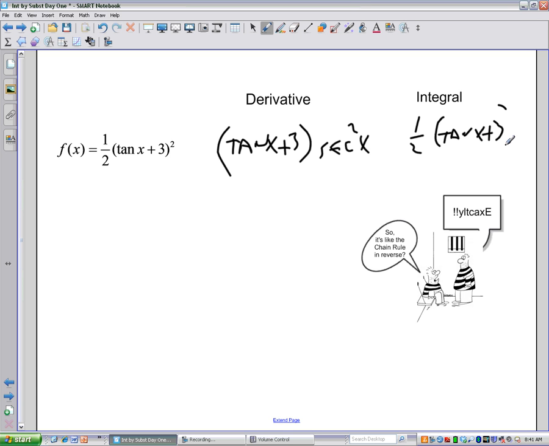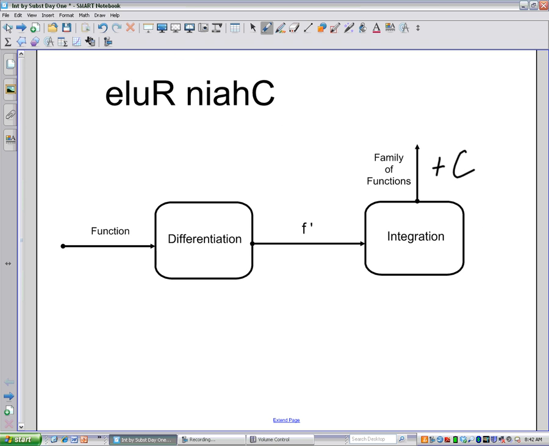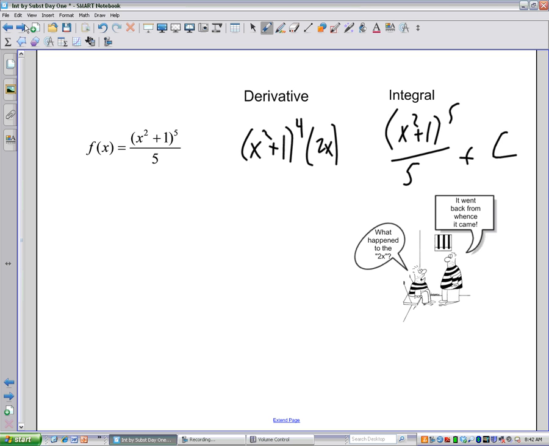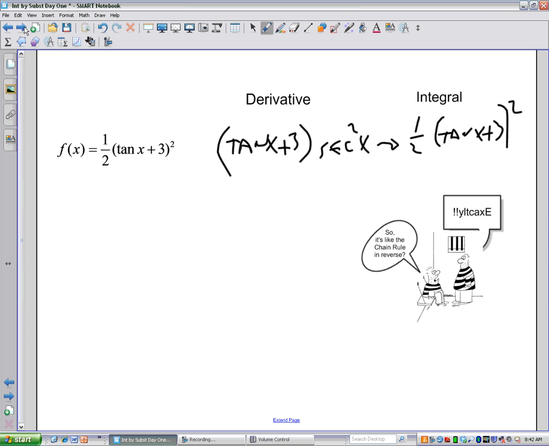plus 3) squared. So again, it's like the chain rule in reverse, because the secant squared showed up because of the chain rule. When we're working in the other direction, it goes away. Okay, it goes backwards, goes back from whence it came. So it's like the chain rule in reverse. Okay, just to go back to that, you get it now? Okay.